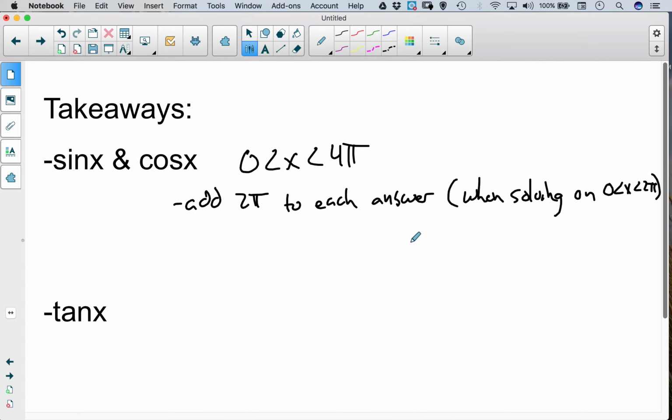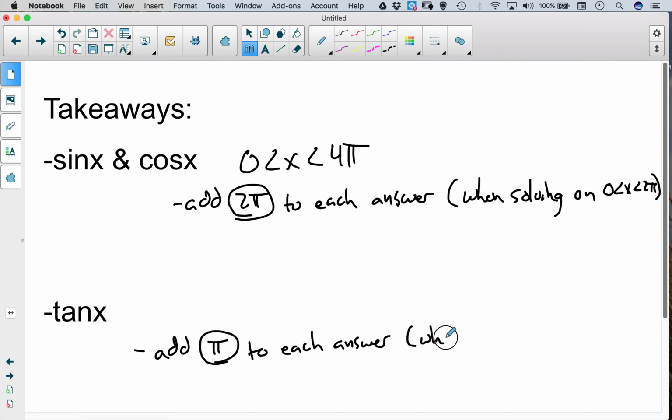Okay, so if that's a little bit confusing, go back and watch the first example we did to kind of clarify that. And for tan x, we add pi. So here we'll add 2 pi for sine and cos. For tan, we'll add pi to each answer when we originally solve on 0 to x to 2 pi. Okay, so we usually will find the answer on 0 to 2 pi, and then we will add 2 pi to each answer for sine and cos, and we'll add pi only to tan x.